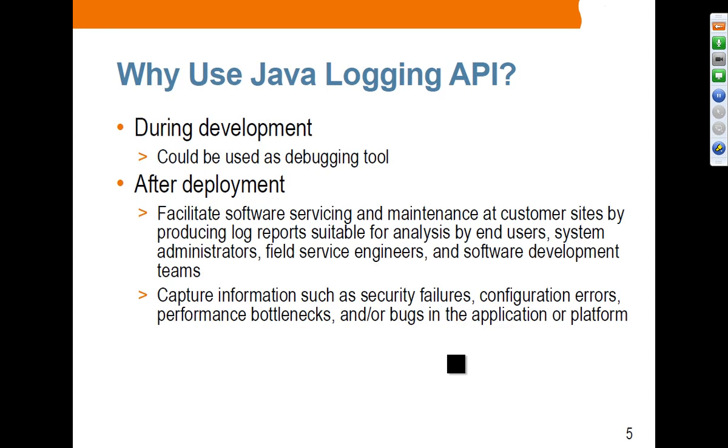So why use the Java logging API? During development, it could be used as a debugging tool. So you might want to display certain values to see whether things are behaving as expected. After deployment, you might use logging to capture some information about the application, how the applications are in fact running.